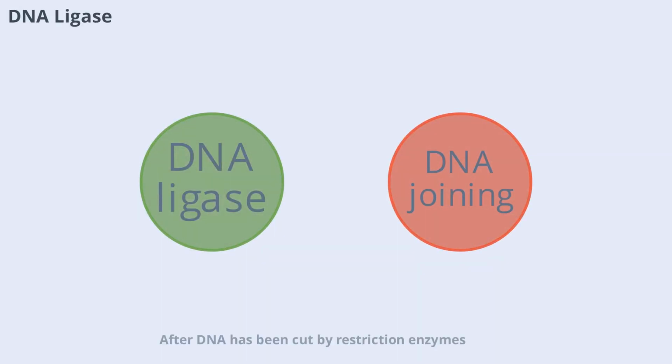After DNA has been cut by restriction enzymes, DNA ligase is used to join the DNA fragments together. Think of DNA ligase as molecular glue, sealing the gaps between DNA pieces. This step is crucial for creating recombinant DNA molecules, as it allows scientists to combine genetic material from different sources into a single, continuous strand.